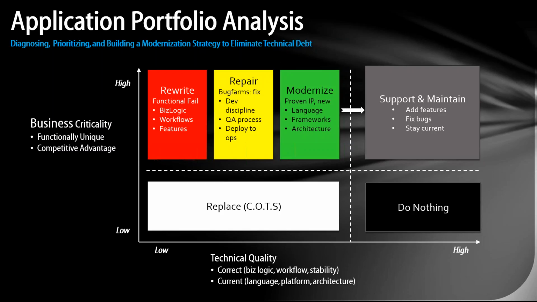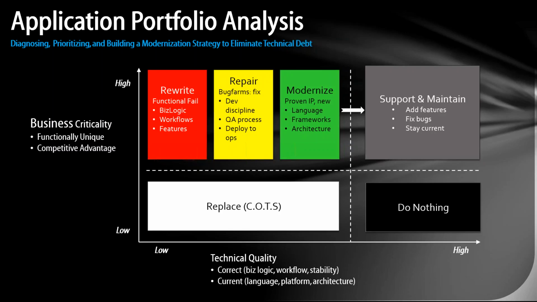And then finally, the big three-colored quadrant in the top left, these are applications that are important, but they've got problems. So they need to either be rewritten, repaired, or modernized. If they don't meet the functional requirements and the business logic is broken, then possibly you just have to start from scratch and write them over again. If they are functionally correct but they are full of defects, perhaps you need to review your engineering process and think about the way that you're doing quality assurance before you release code, or the way that you do code reviews or something like that.